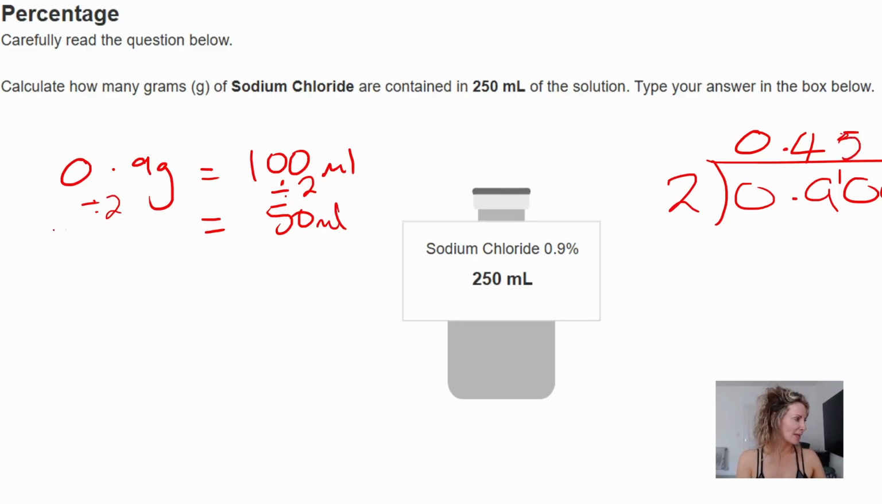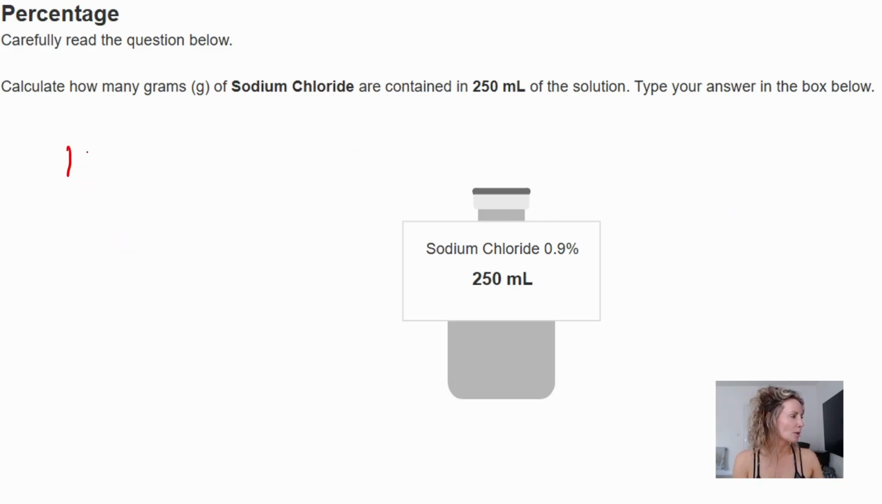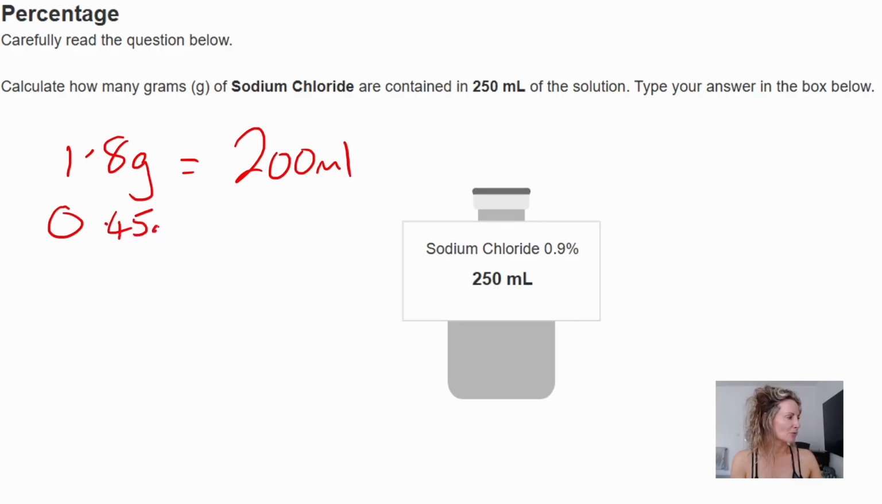So that means that 0.45 grams equals 50 mil. Okay, so now we'll add it together. So we've got our 200 mils and our 50 mils. 1.8 grams equaled 200 mils and 0.45 grams equaled 50 mils. We're going to add these together and that'll give us our 250.